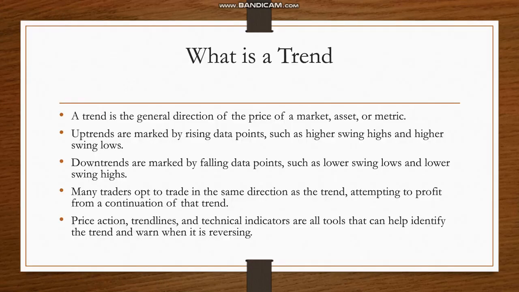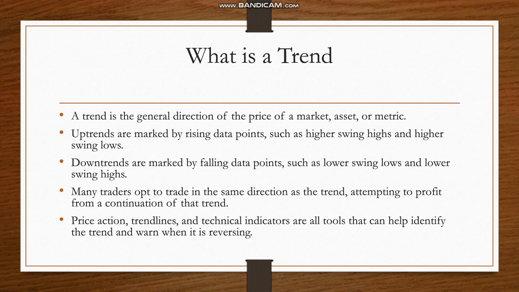A trend is the general direction of the price of a market, asset or metric. Upward trends or uptrends are marked by rising data points such as higher swing highs and higher swing lows. This is just a theoretical part. Just try to understand the theory. I'll be explaining it to you in the next slide with the help of a chart.